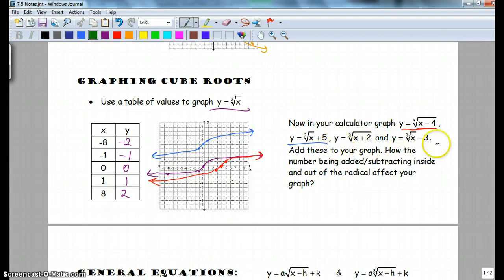Go ahead and pause and try these two. Hopefully, you get answers that look like this. The green one moves left 2 units. The orange one went down 3 units.